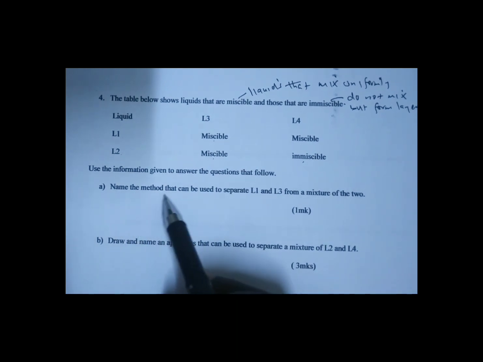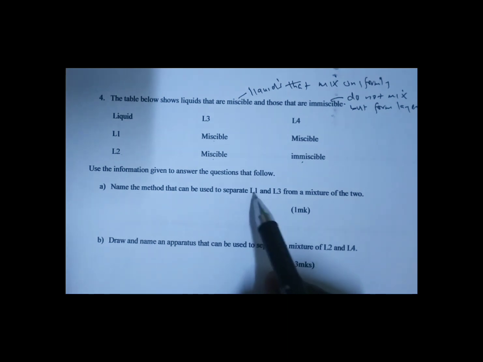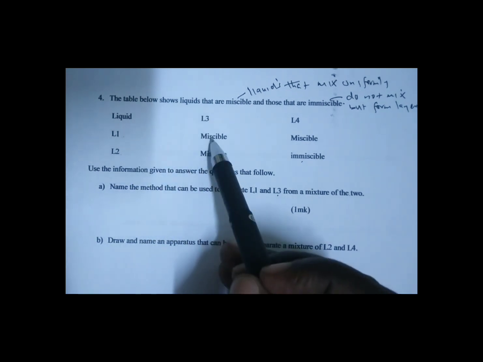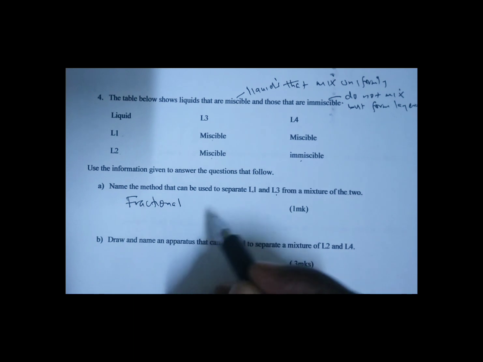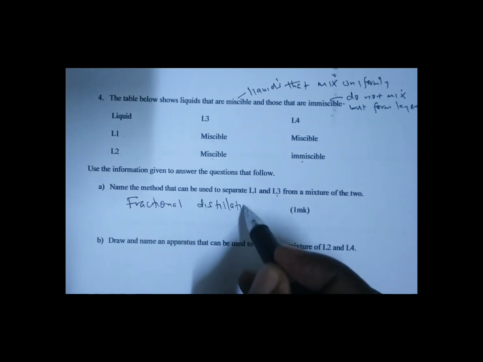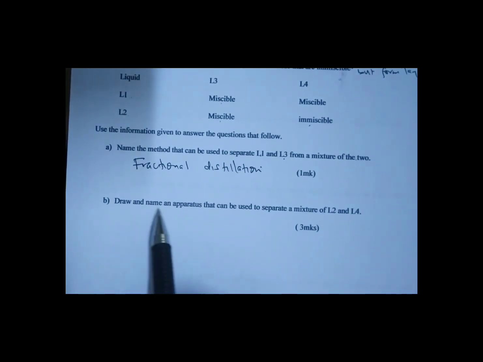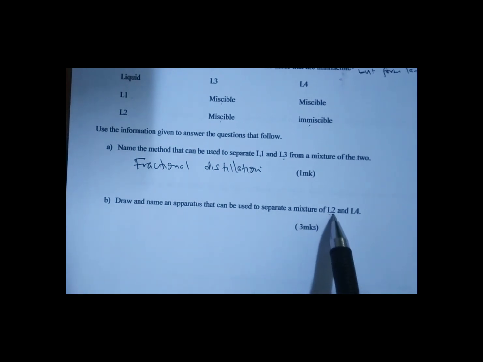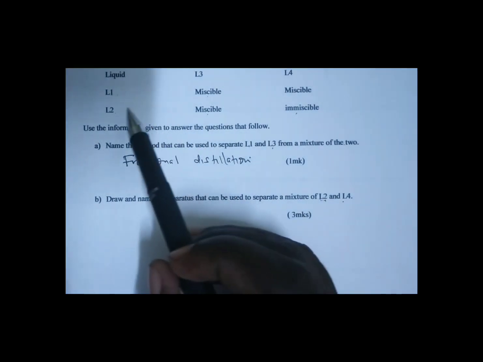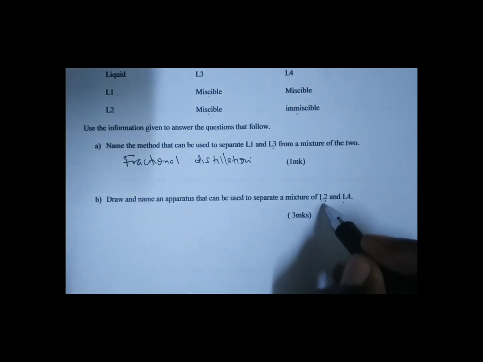A. Name the method that can be used to separate L1 and L3 from a mixture of the two. The mixture of L1 and L3 are miscible, and miscible liquids are separated by what we call fractional distillation. B. Draw and name an apparatus that can be used to separate a mixture of L2 and L4. L2 and L4 are immiscible liquids.